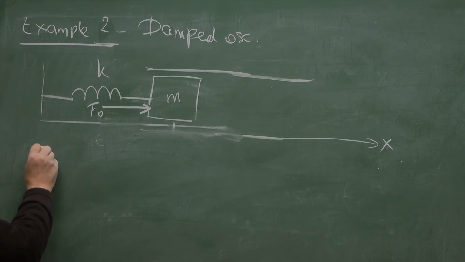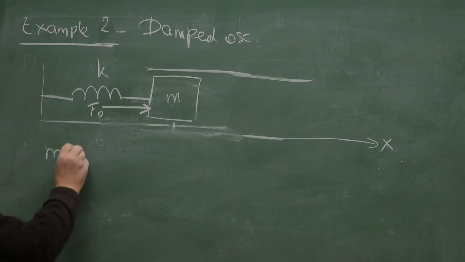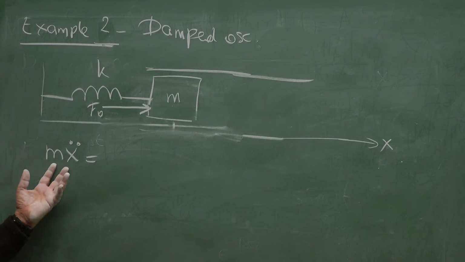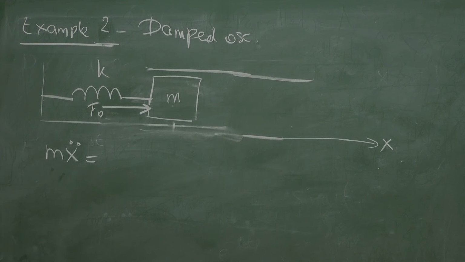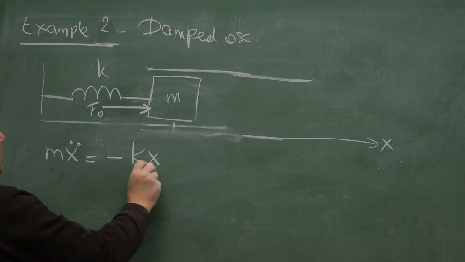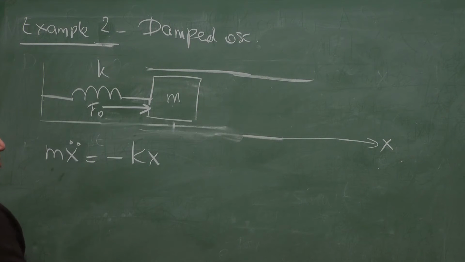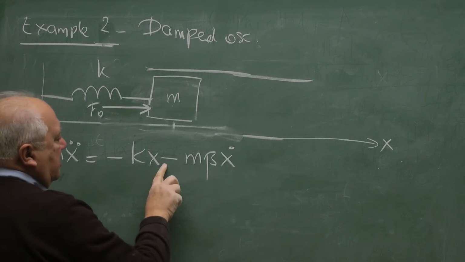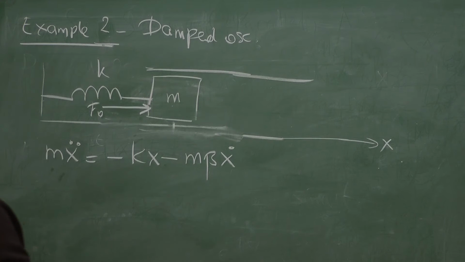So let me write the equation again. m x double dot. It's best to remember it like this: this is mass times acceleration, which is equal to all the forces on the body. That's minus kx, the spring force, the restoring force. Then minus m beta x dot, the damping force.